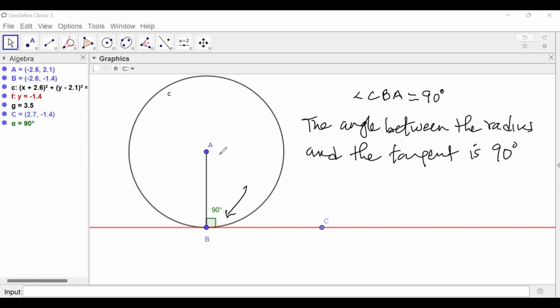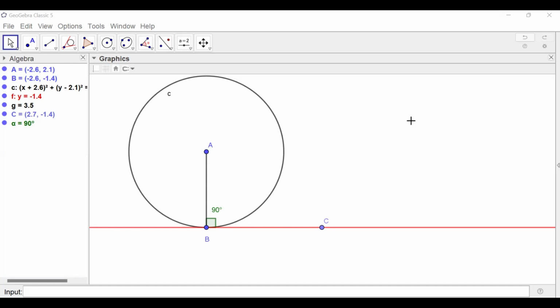Again, we are going to look at the theorem that talks about tangents drawn from an exterior point. And the theorem says that when tangents are drawn from an exterior point, they are equal in length. So we are going to look at that also.